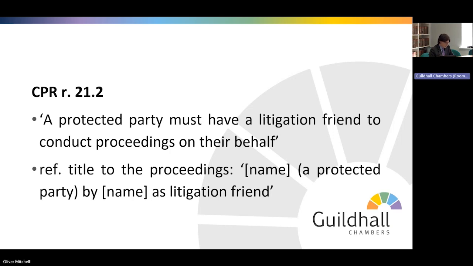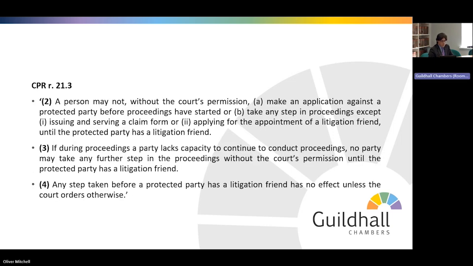I've also referred on the slide to the correct title to proceedings where a person is a protected party represented or acting by a litigation friend. Rule 21.3, and I've taken the majority of that rule for the purposes of the slide, because again, this is a key provision in my view, sets out the consequences of the litigation friend requirement. And one can see that that requirement has consequences, both where there's a lack of capacity at the issue of a claim, and even before, or where that lack of capacity occurs or arises during proceedings.